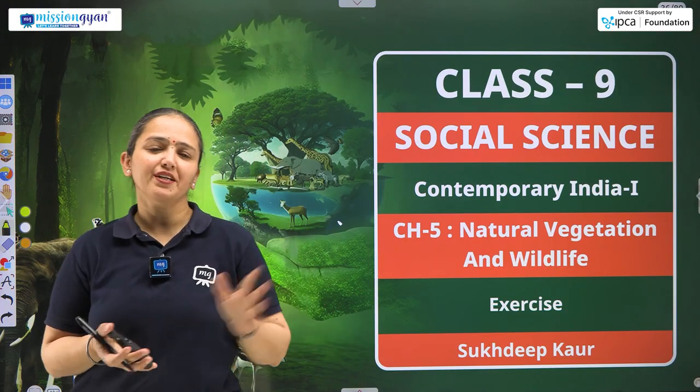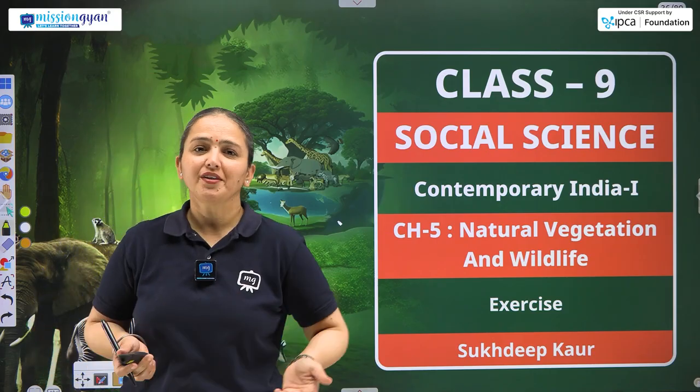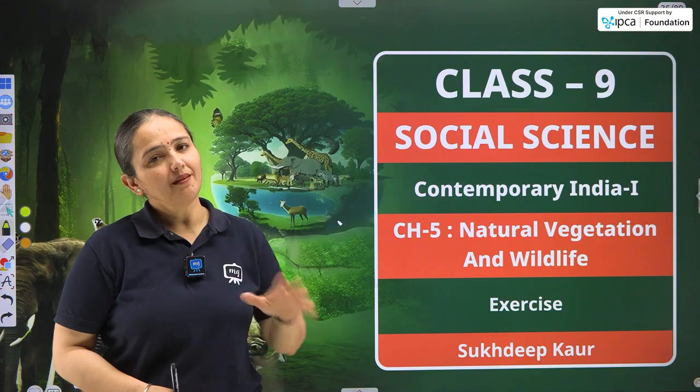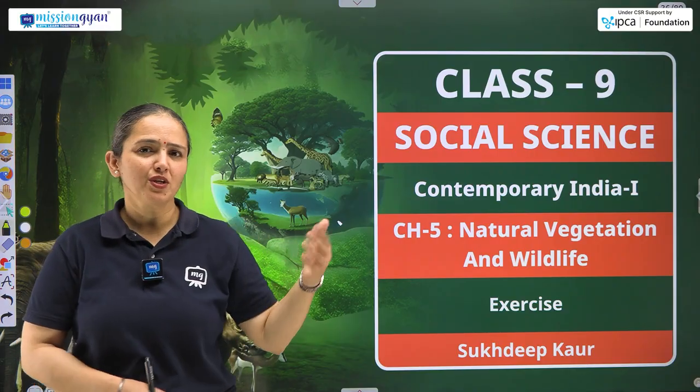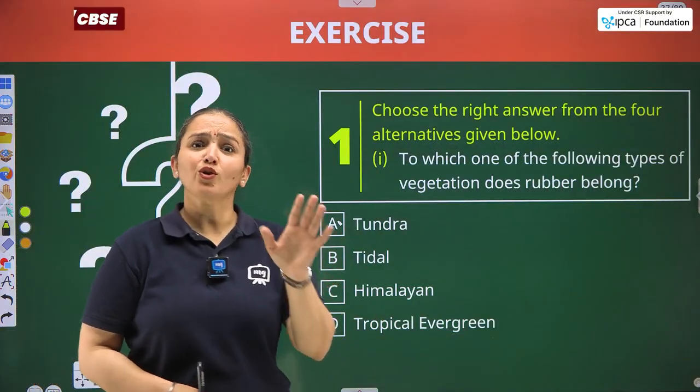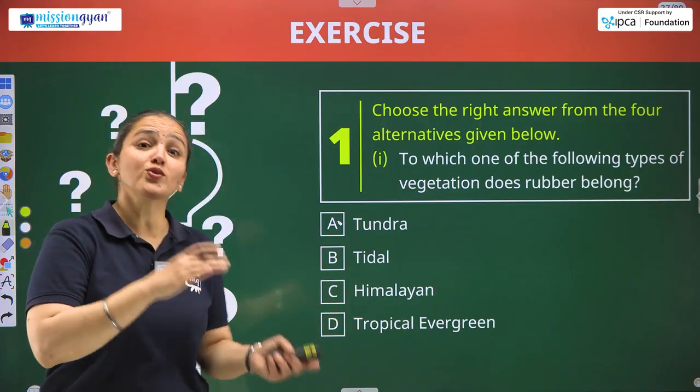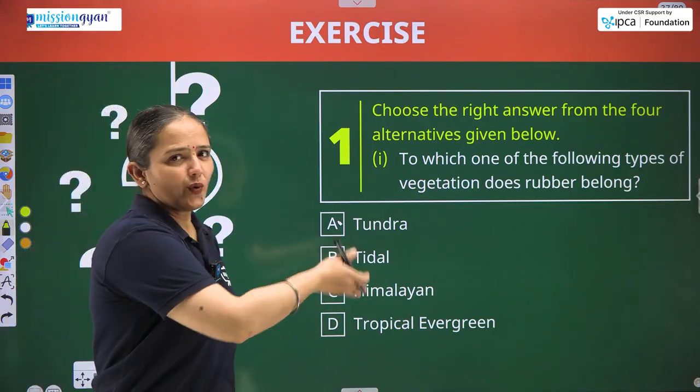We have just completed our chapter number 5. Now it is time to discuss the exercise questions. Again, the same pattern of questions, carrying MCQs and simple question answers to the complicated ones. So here is question number 1 of MCQs: choose the correct answer from the given options.